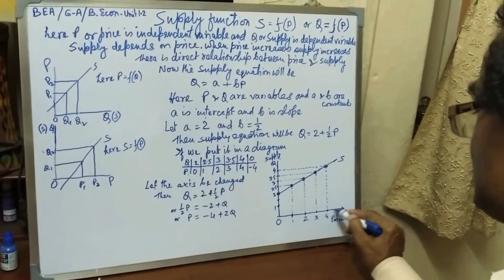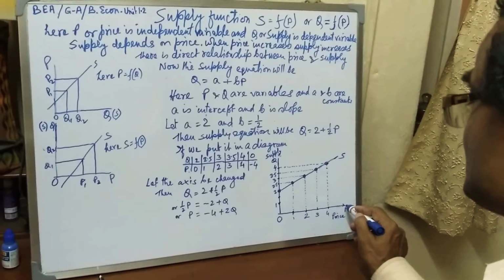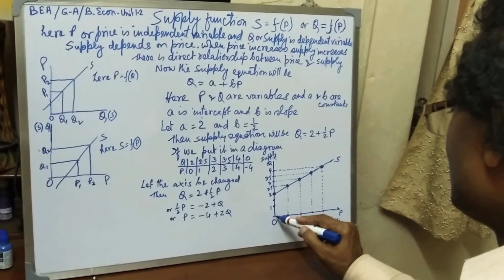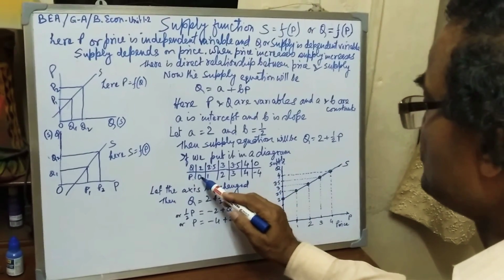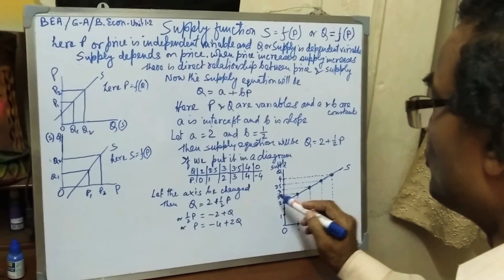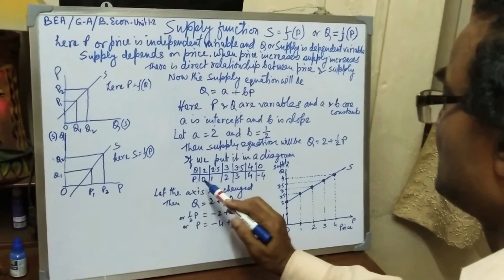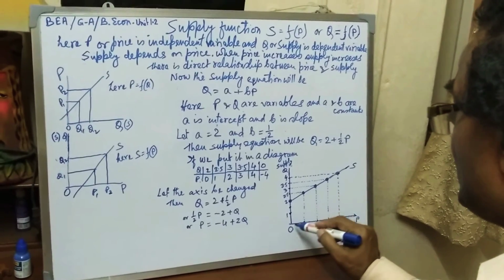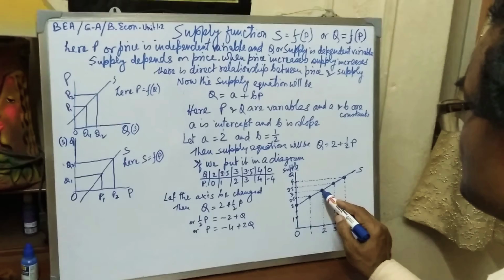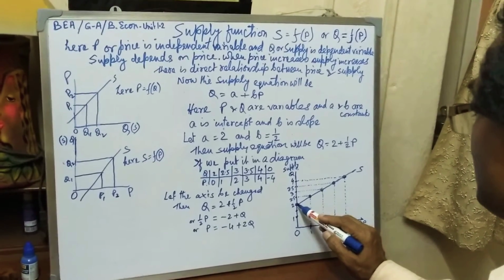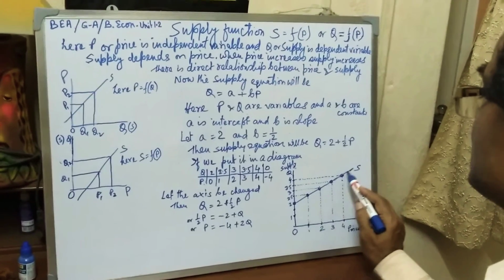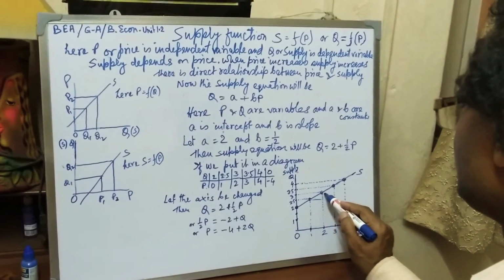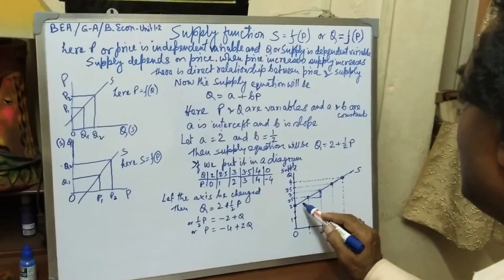In this diagram, P is the horizontal axis. It shows price, and the vertical axis shows supply, that is Q. Let P equal to 0. In that case, Q will be 2. This is the point. Further, when P equal to 1, Q equal to 2.5, this point. Likewise, when P equal to 2, Q will be equal to 3, this point. If we connect all the points, then we'll get a supply curve. This is the supply curve. The supply curve is upward rising. Its slope is positive, and the intercept is 2.